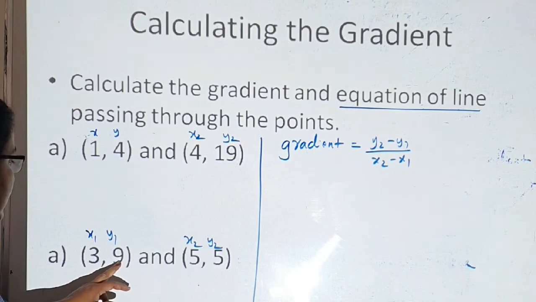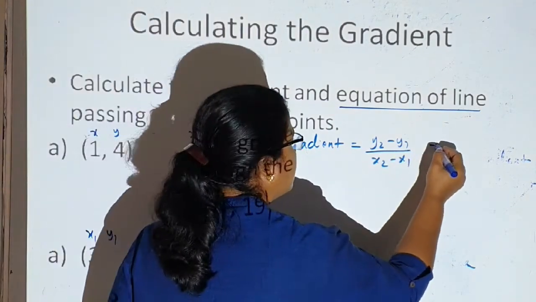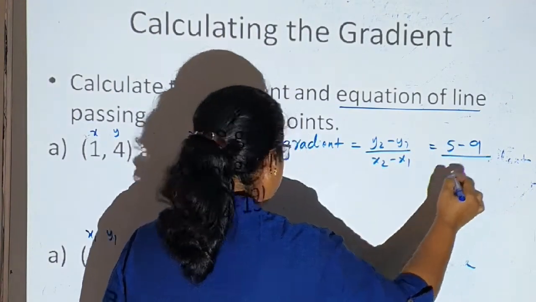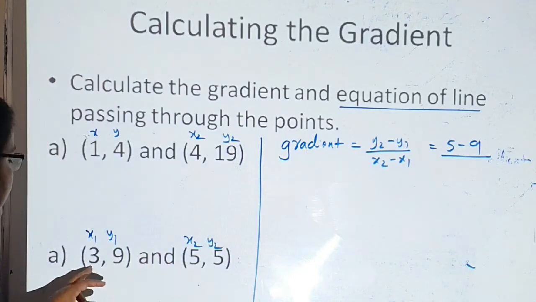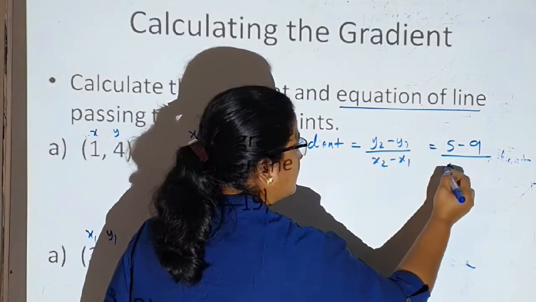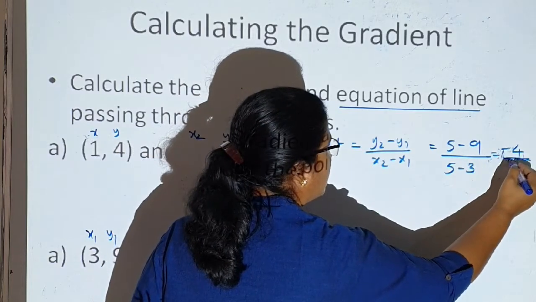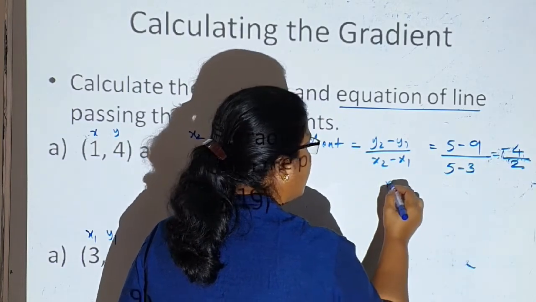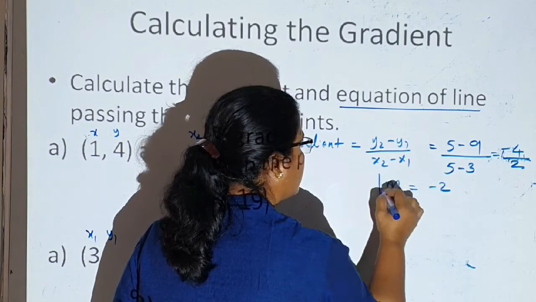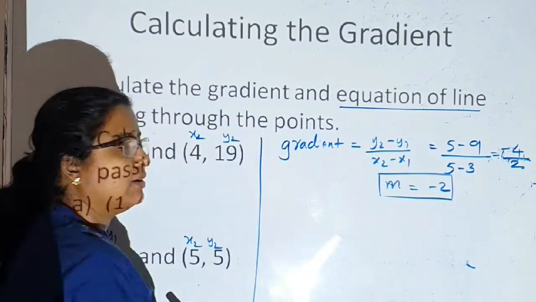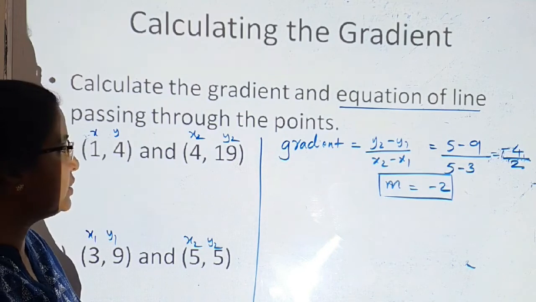5 minus 9, divided by 5 minus 3. The answer is negative 4 over 2. So the gradient you are getting is negative 2. You found the value of the gradient. m is equal to negative 2.